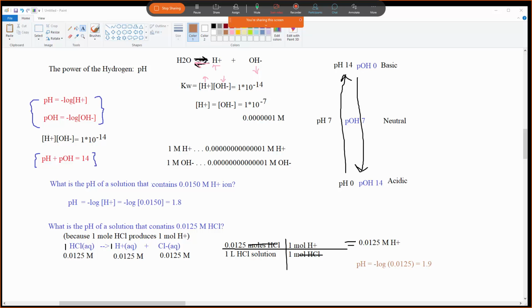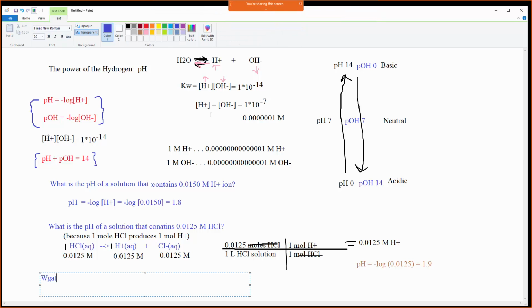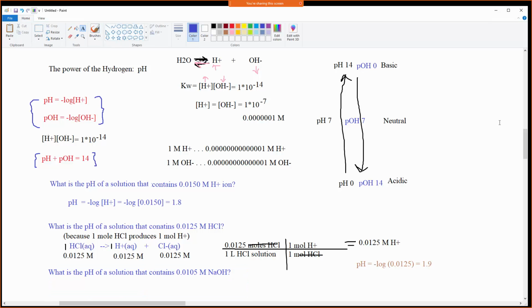What if we want to know the solution? What is the pH of a solution that contains 0.0105 molar sodium hydroxide? A little bit trickier.